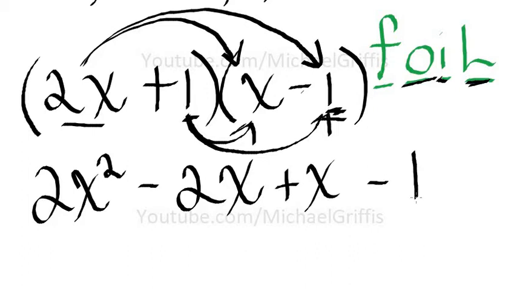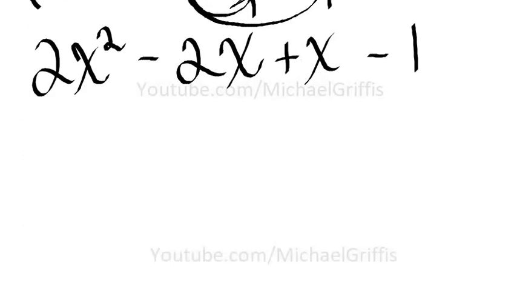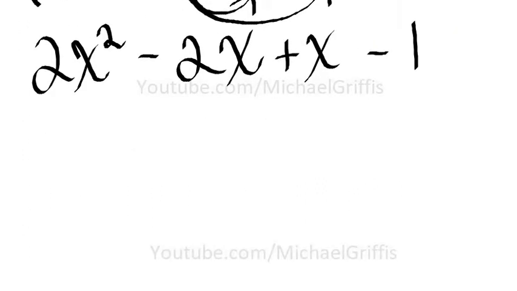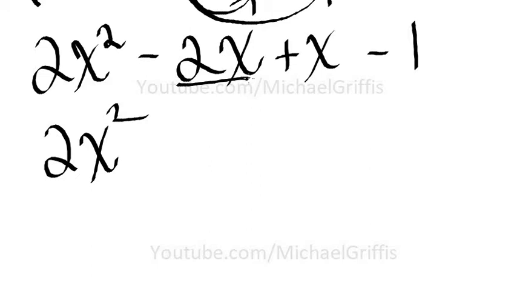gives you minus 1. Now what we want to do is collect all our like terms up to simplify this down. And of course 2x and x are like terms, but this is minus 2x plus x, so that just leaves that with an x. And then minus 1. And we're done. And I should put equal signs out here.